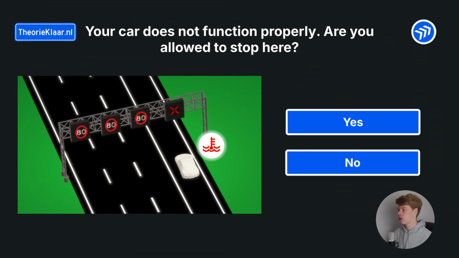Your car does not function properly. Are you allowed to stop here? We see that it is a closed driving lane, but you can still use it for emergency situations, because currently it is an emergency lane. So the right answer is yes, you are allowed to stop here if you have an issue with your car.